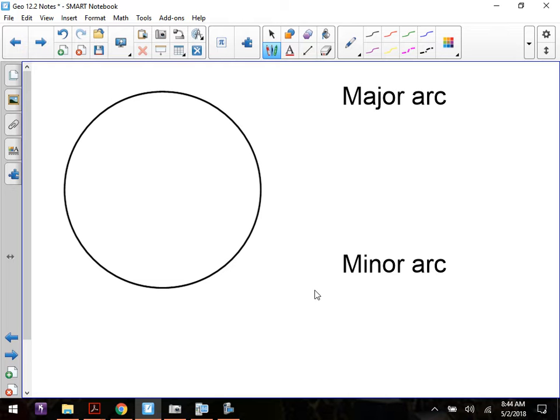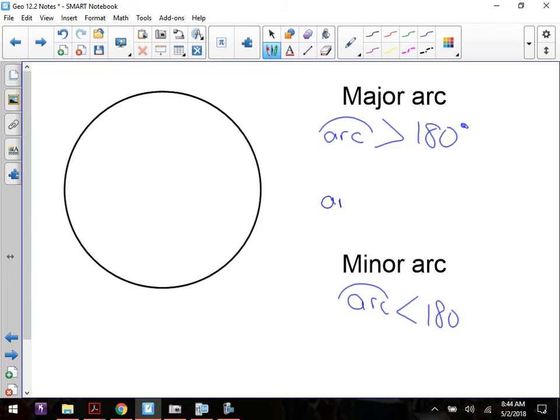So the major arc is an arc that is greater than 180 degrees. The minor arc is an arc that's less than 180. If an arc equals 180, it's called a semicircle.